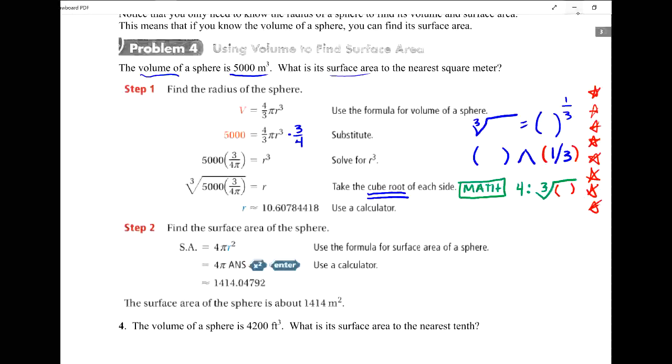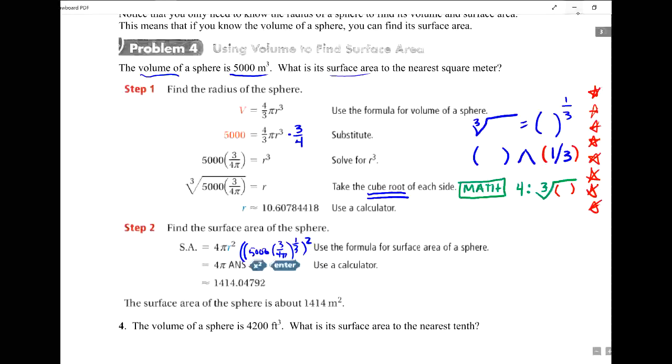All right, so then we have our radius. Now you can turn your radius into some big long decimal, but we don't have to do that. We can keep it as a cube root of 5,000 times 3 over 4 pi to the 1/3 power and put it all in our calculator at once. But what we have to do is square that because our radius is squared.